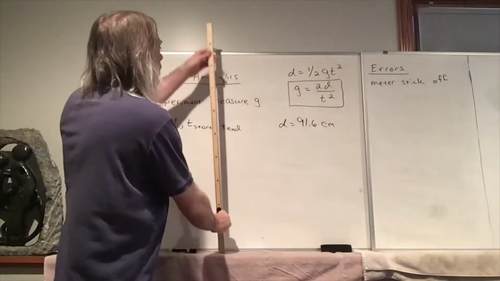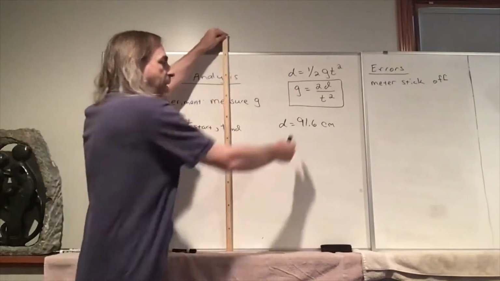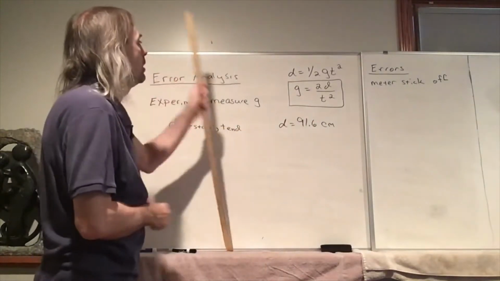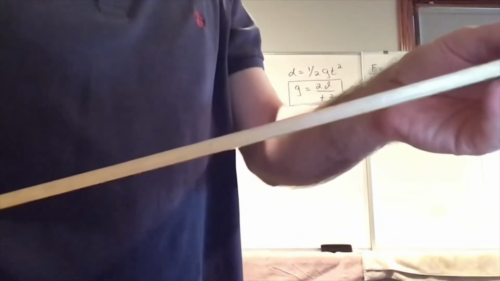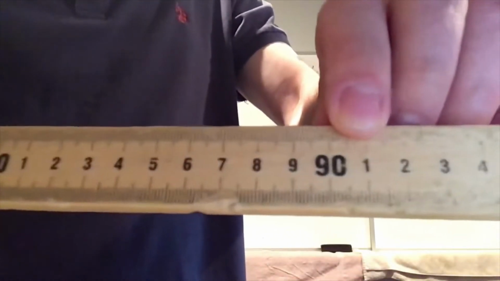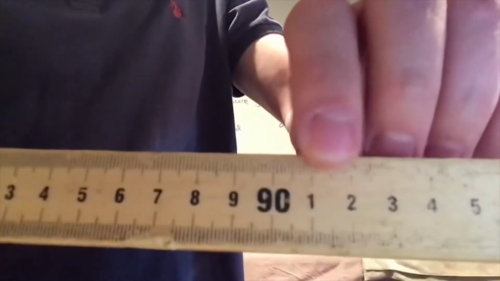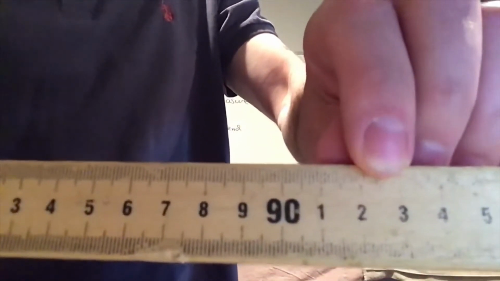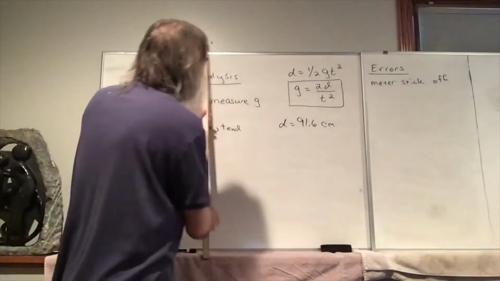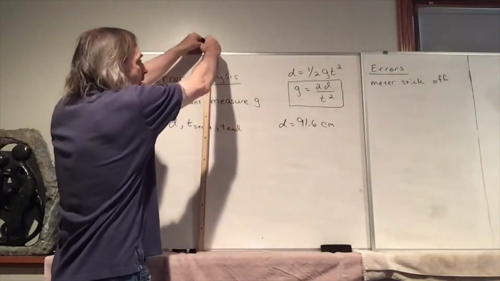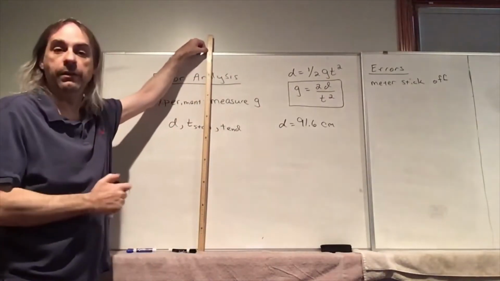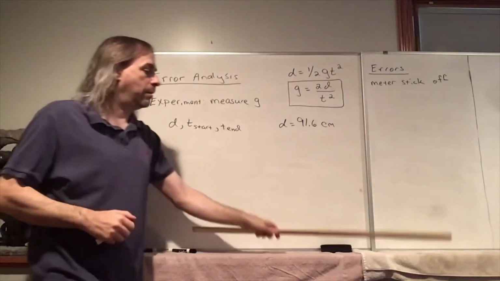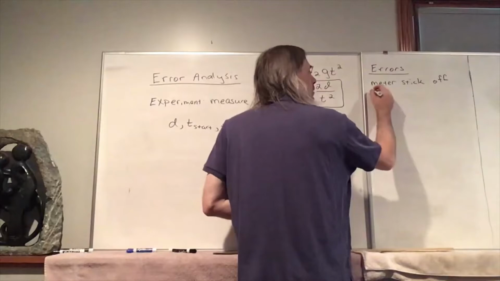Another error, if I look on the meter stick, there's nothing that says 91.6. I guess I can hold this up. This is a very old and faded meter stick. But it goes like 90, 91, and then you can see those tick marks between 91 and 92. And again, the edge of the height of the board, that's not going to fall exactly on those tick marks. So let's call that an interpolation error.